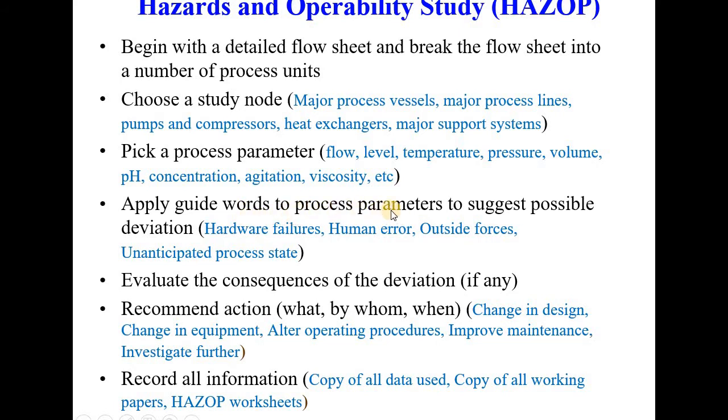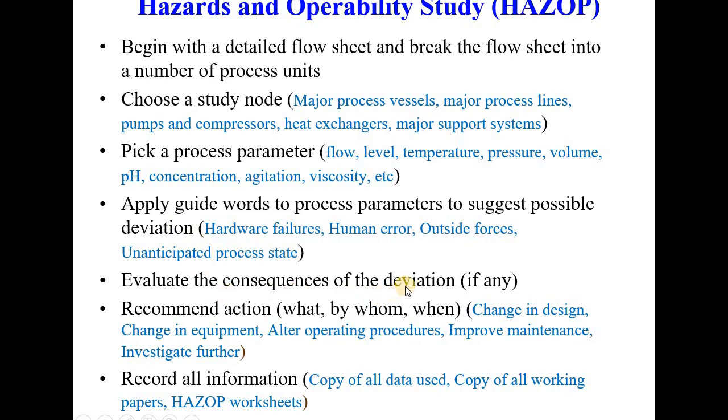Why you're using these words? To the process parameters, which are these, to suggest possible deviation, which means I will have low temperature, my temperature will go down, or I will have high pressure, okay, and the viscosity is going to be very high, the flow rate is going to be very low, the level is going to be very high, it will overflow. Okay, well, when I said overflow, that is the consequence, but the deviation is that it went high, higher than a certain set point or a limit that I'm identifying here. So I have guide words like low, high, to these parameters to suggest possible deviation. So I have a deviation.